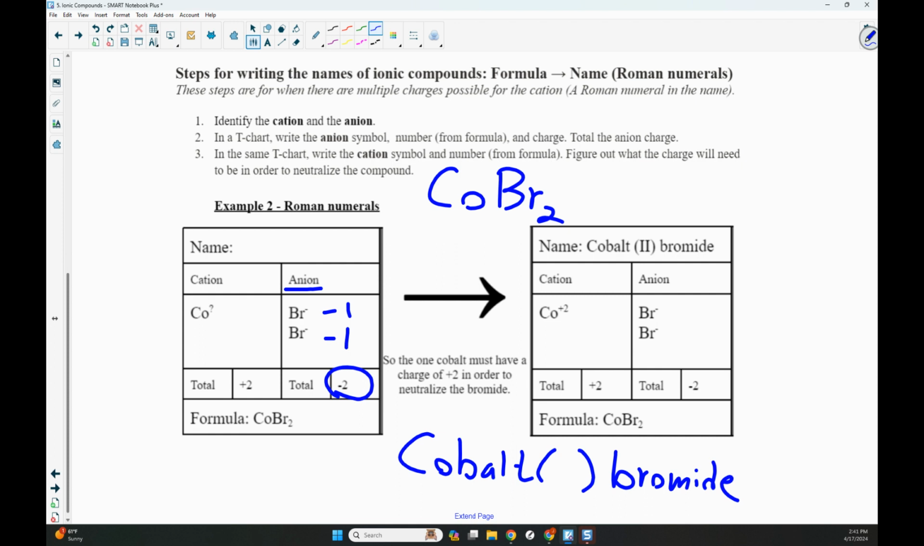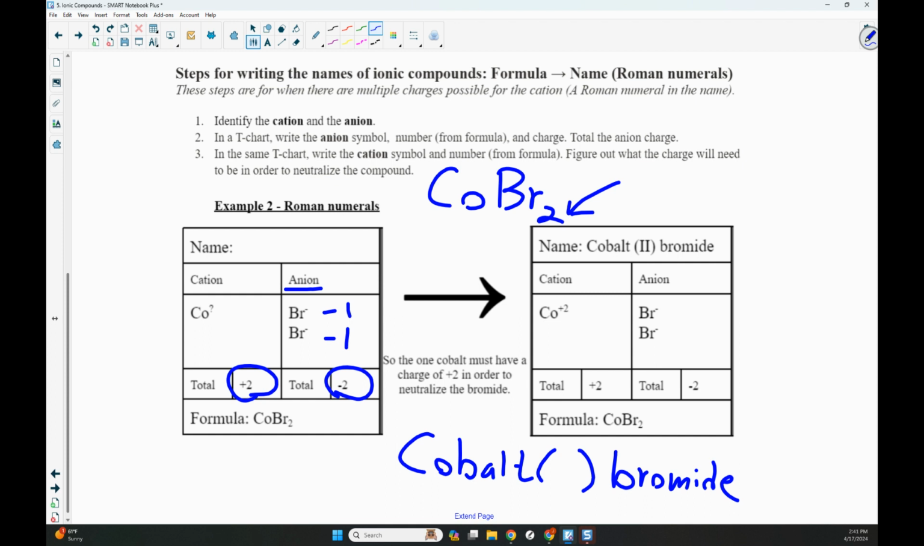Do you guys see how I know that I've got 2 bromines? Yeah. Because that's what the formula tells us, right? Okay. So remember, in a compound, the negative and the positive charge always have to cancel each other out. So this means we must have a +2 charge from our cations. You guys see how I got that?